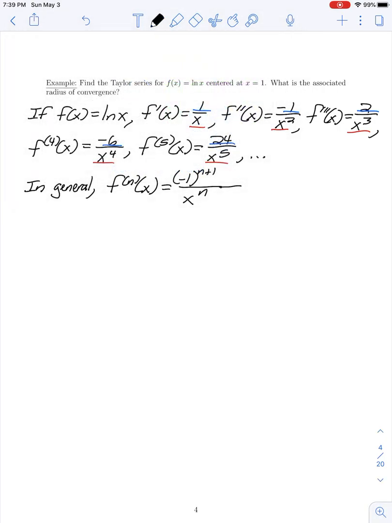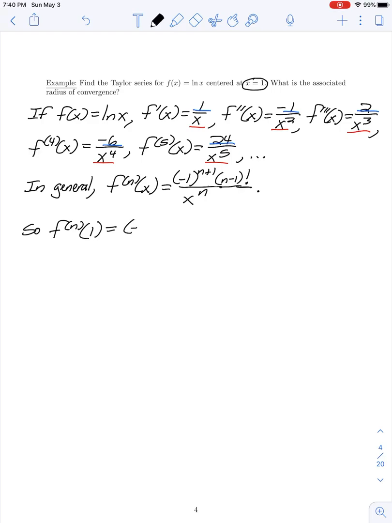So in general, the pattern in our numerator is n − 1 factorial. So for our third derivative, we had a constant of 2, or 2 factorial. For the fourth derivative, it was 6, or 3 factorial. So in general, for the nth derivative, we have n − 1 factorial. And once we find this expression for our nth derivative, we're going to evaluate it at the given value x equals a. In this case, x equals 1.